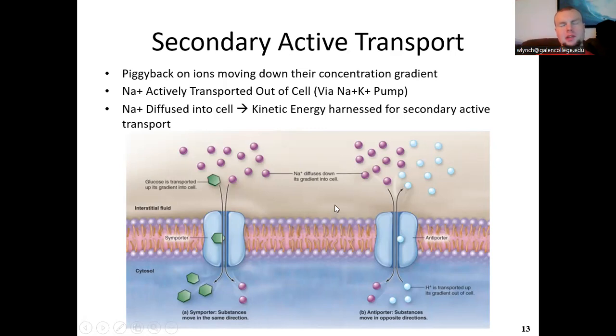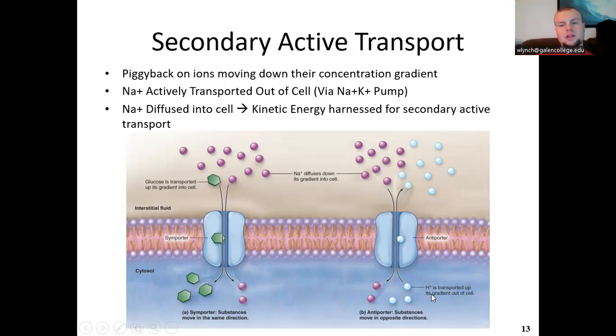If we're moving in the opposite direction, we have an antiporter. In this case, we have a hydrogen ion and sodium ion antiporter. The sodium is going to move through from the extracellular space into the cytoplasm with the cytosol. The hydrogen ion concentration is going to move out.